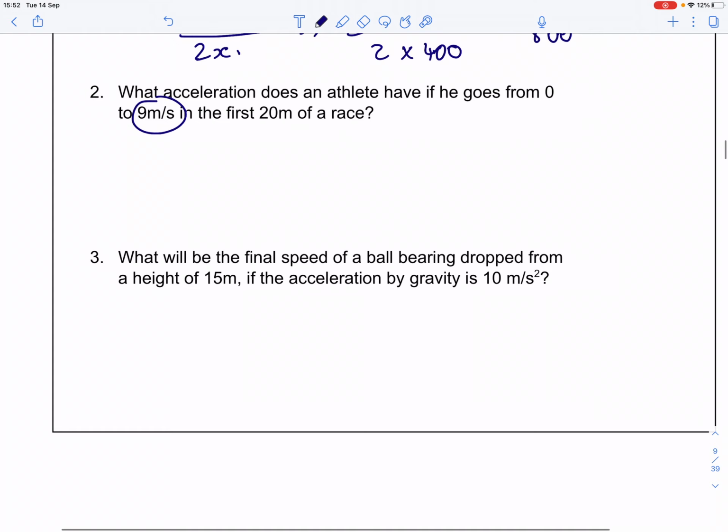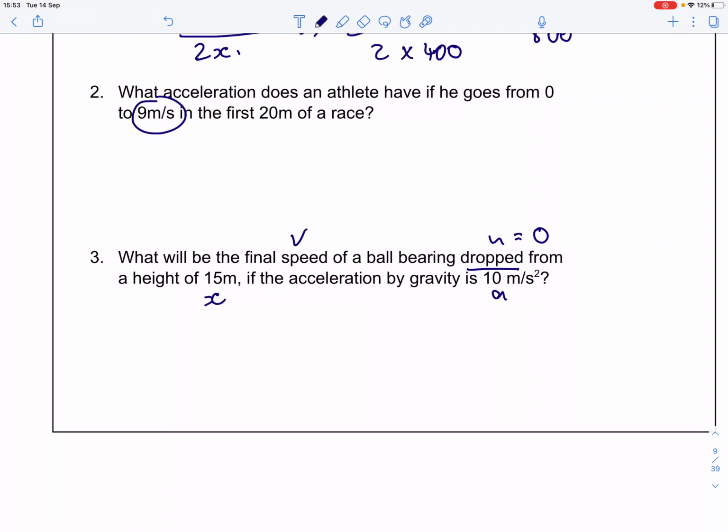Here we want to know the final speed of a ball being dropped from a height of 15 meters if the acceleration due to gravity is 10 meters per second squared. So we know the acceleration is 10. We know the distance it's fallen, which is vertical in this case, a height of 15 meters. And we want to know the final speed, so we want to know v. So we've got everything except for u. There's a hint to what u is in the question, because the ball is being dropped, and if it's dropped it's held still and then let go. So we know the initial speed must therefore be 0. So we want to find the final speed. Let's have a look at that.